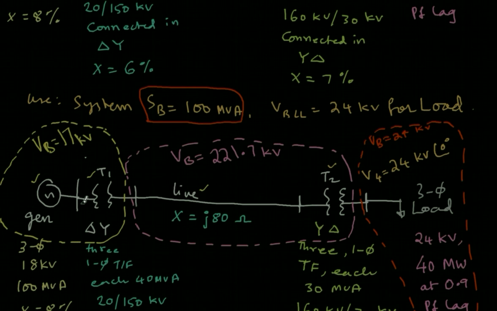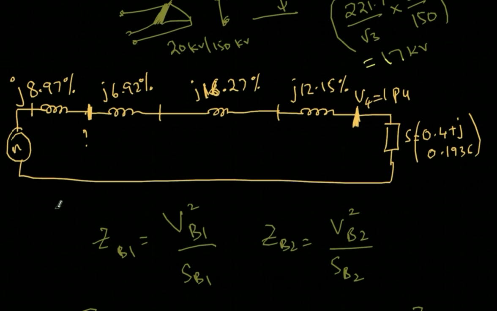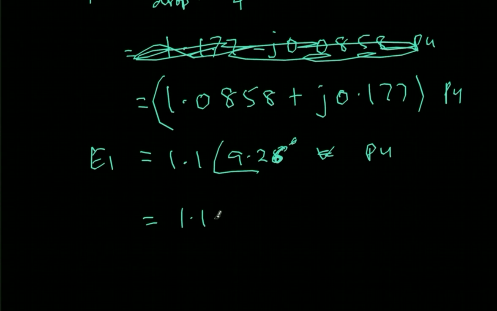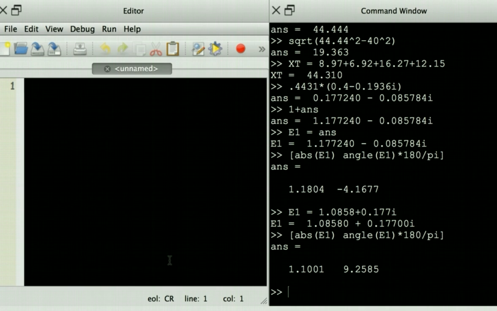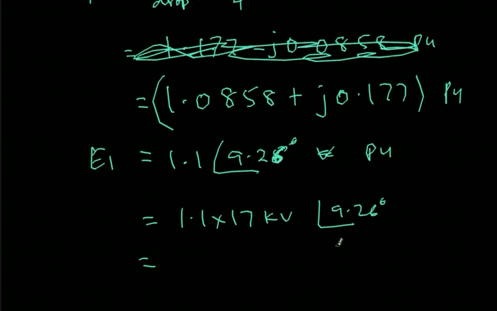If I want to know this voltage, oh by the way, I think I have made another mistake. If I want this voltage, I should not consider the voltage drop of the generator transformer. So the reactance of the generator should not be considered, so this 8.97 should not be considered. So I am actually calculating this voltage, which is the internal voltage of the generator. So the internal voltage of the generator is 1.1 into 17 kilovolts at an angle of 9.26 degrees, that is 18.7 kilovolts with an angle of 9.26 degrees.